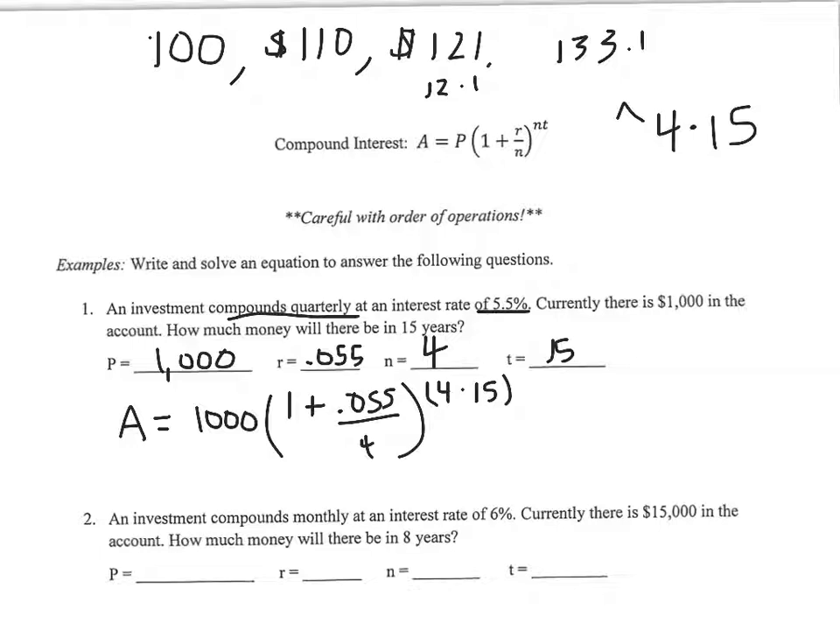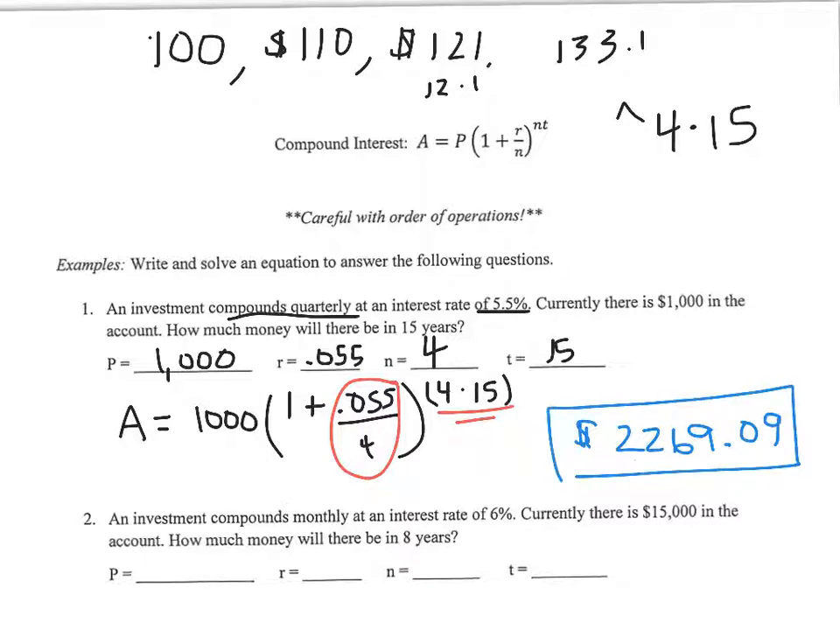So with order of operations, you want to do this part first, inside the parentheses. Then you're going to add 1. Then you're going to take it to the 60th power, and then multiply it by 1,000. When I put it in my calculator, make sure you're rounding properly and writing in money form to 2 decimals: $2,269.09. If you try that and you don't get that, double check that you are doing 0.055 divided by 4, adding 1, taking that to the 60th power, and then multiplying it by 1,000.